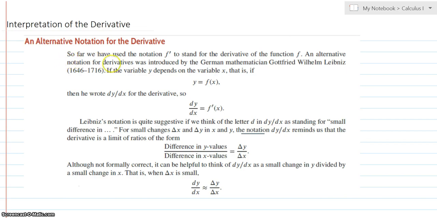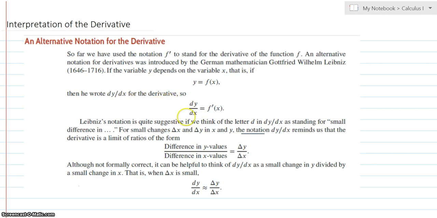So it says, so far, we have used the notation f prime to stand for the derivative. There's an alternate form. It's going to be dy dx. And it was introduced by a German mathematician, Leibniz. What he did is he chose a variable y or whatever to depend on a variable x. So if you have y equals f of x, he wrote dy over dx for the derivative.